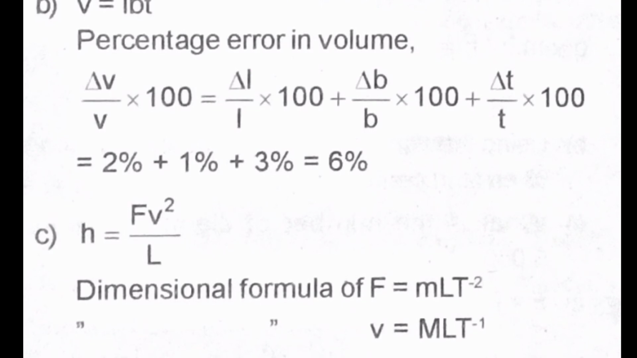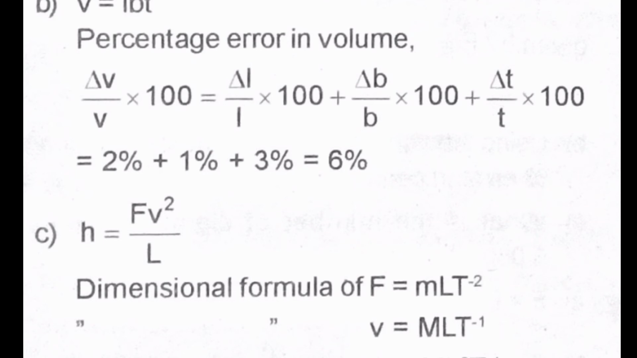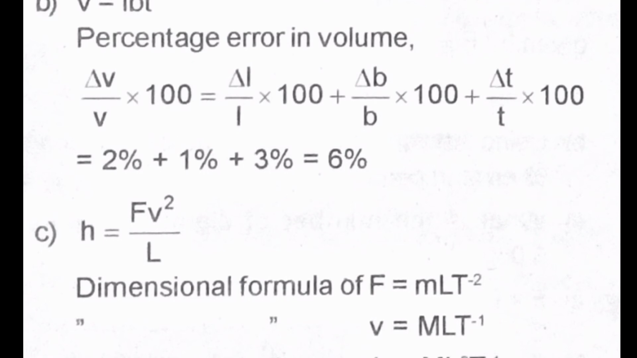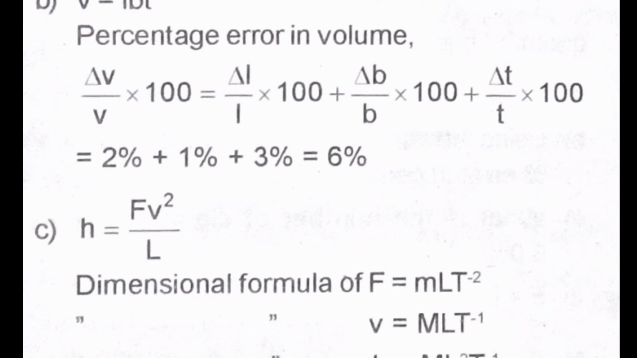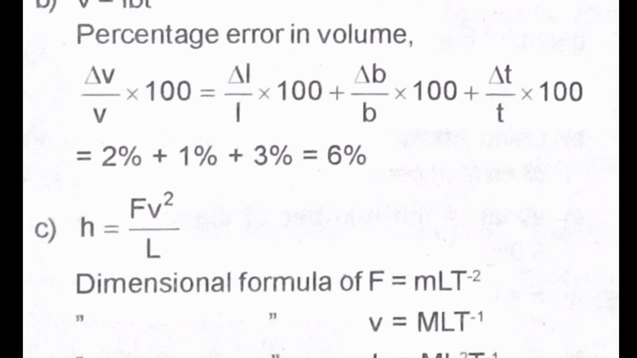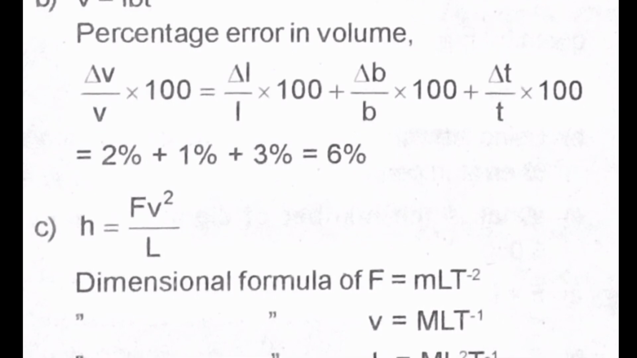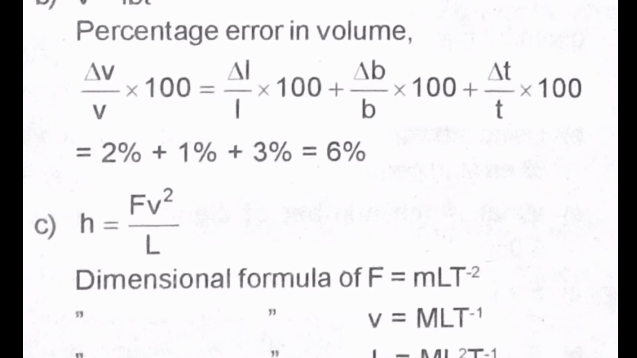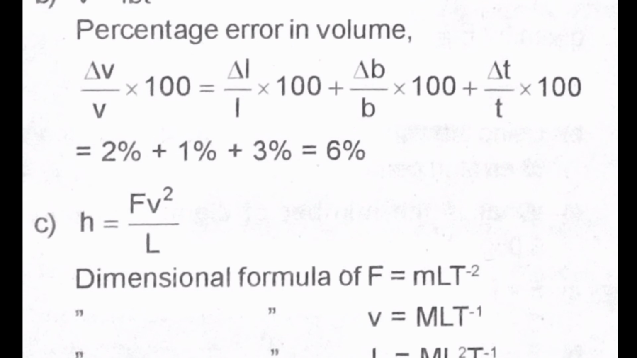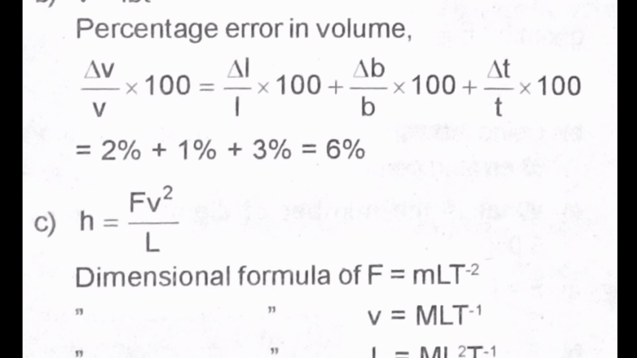Now can we move to the last question? Yes. Here a physical quantity is given as H is equal to F v square by L. We have to find the dimension of H. And we have F is the force, v velocity and L is the angular momentum, so that we can find the dimension of each term.